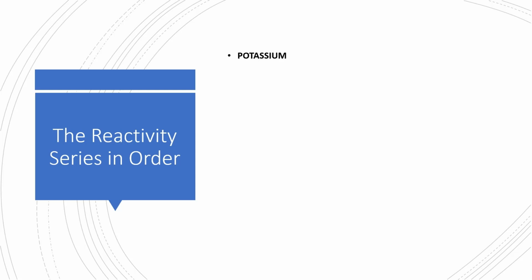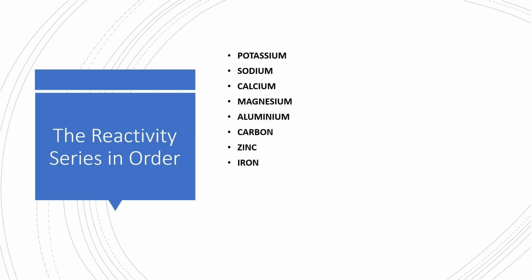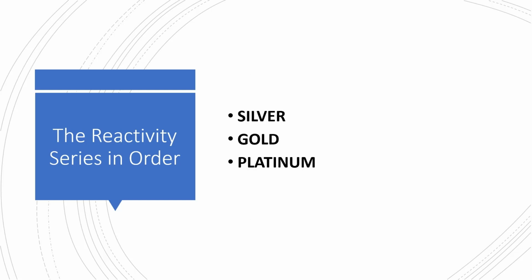First item is potassium. What's next? Sodium, calcium, magnesium, aluminium, carbon, zinc, iron, tin. What do we have next? Lead, hydrogen, and lastly copper. Now, these are the last three metals: silver, gold, and platinum.